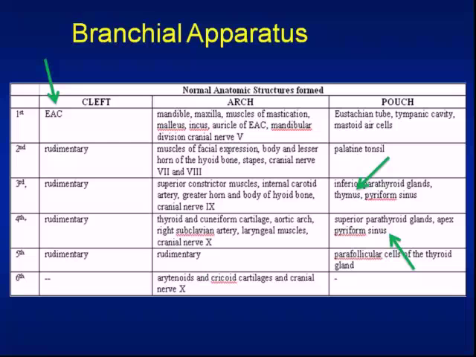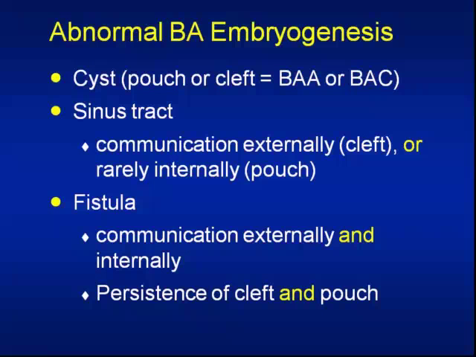The third pouch is involved in thymus, and the fourth pouch partially makes up the piriform sinus. Notice that a portion of piriform sinus also comes from the third pouch, and we'll discuss that a little bit later. The apex of the piriform sinus is supposed to come from the fourth pouch. So if embryogenesis goes awry, you can have all of these craniofacial anomalies, but you can also have a cyst, a sinus tract, or a fistula.